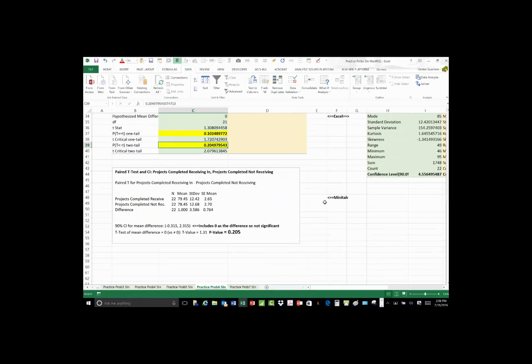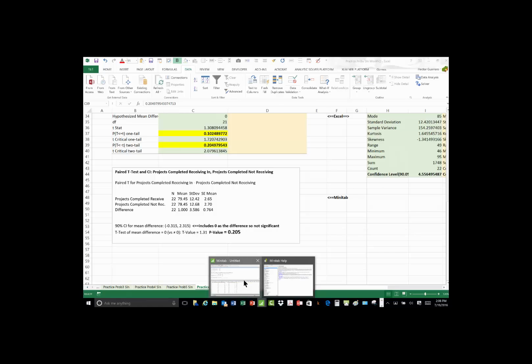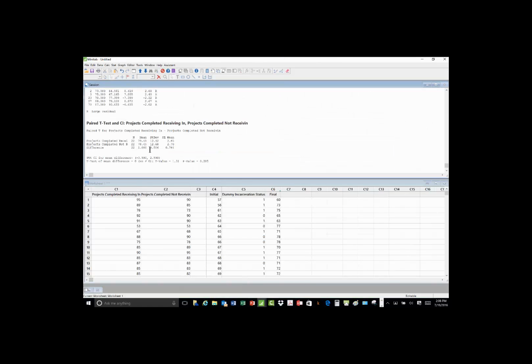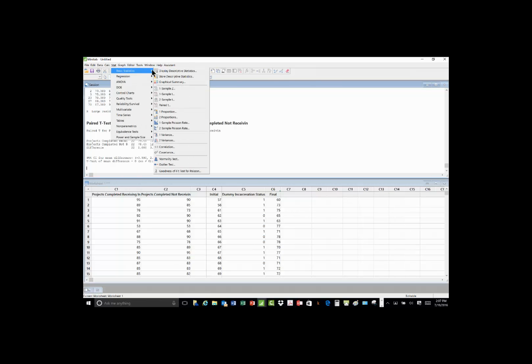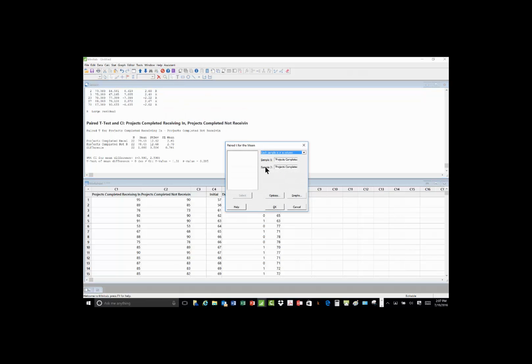We can do that in Excel, in Minitab. We can take our data to Minitab as we had it before. Here's our data. I go to stats, I go to basic stats, I can go to paired t-tests. I've already got the data in here.